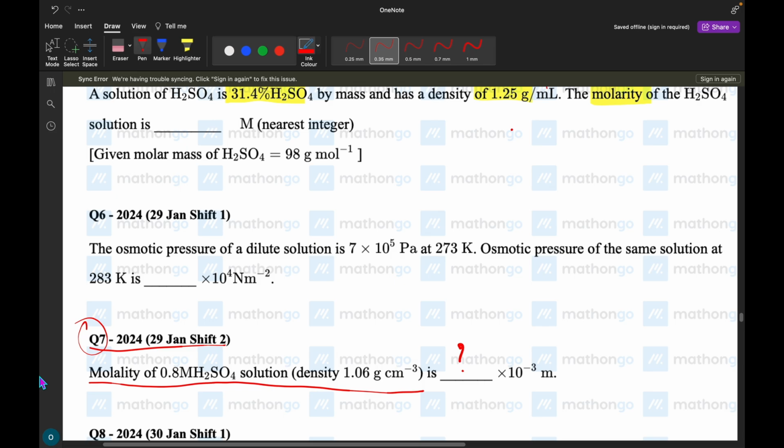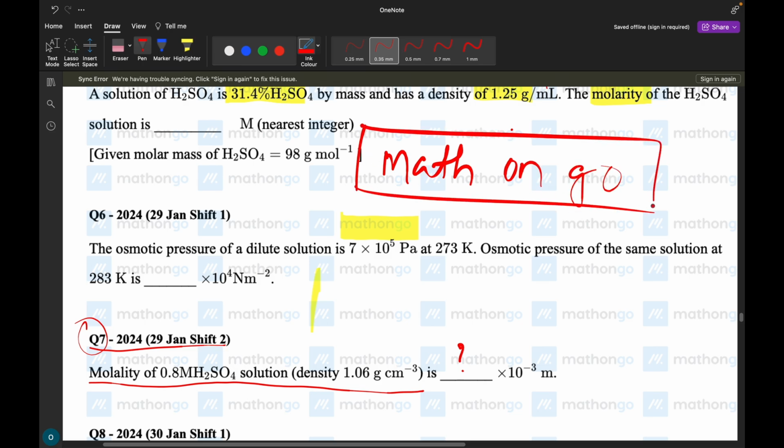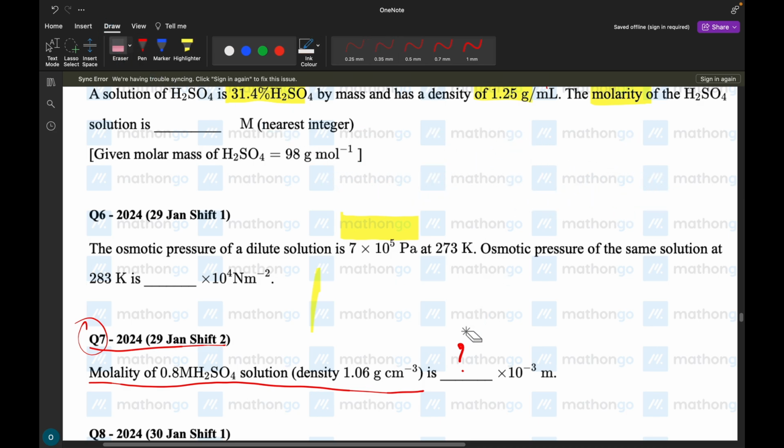This is also a direct question, a PYQ that was asked earlier. So this is the website you can refer to. This website is Mathongo. So this is the website where all PYQs are available, topic wise and subject wise, with solutions. I'm not sponsoring, I'm using it. You can use it and solve it. All questions are also available here.